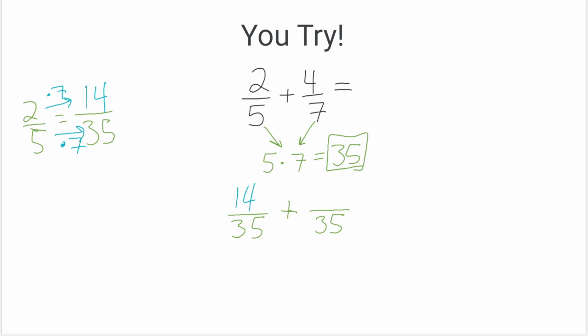Now let's find our second new fraction, which is represented by the 4 over 7. Let's figure out what our new numerator is. Well, to get from 7 to 35, we just multiplied by 5. So that's what I do up top. 4 times 5 gives me 20. So there's my new numerator for the second fraction.